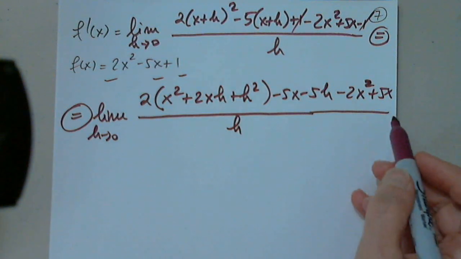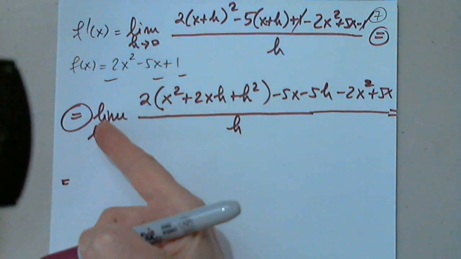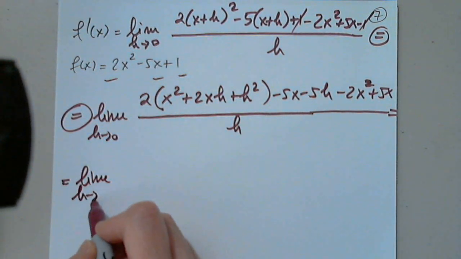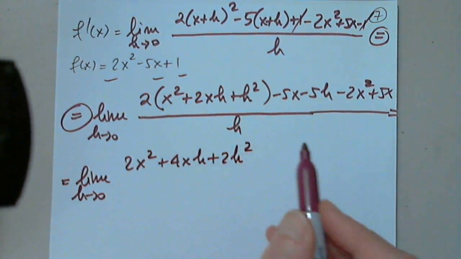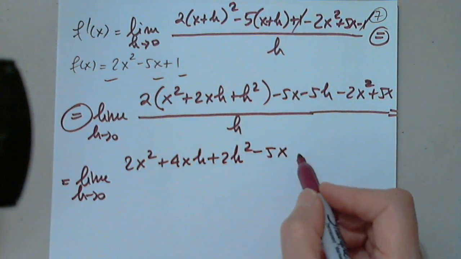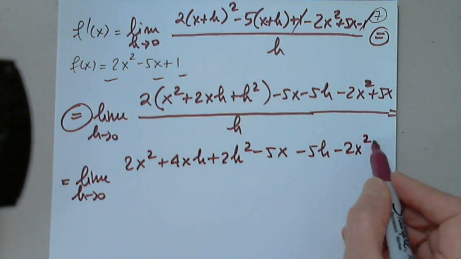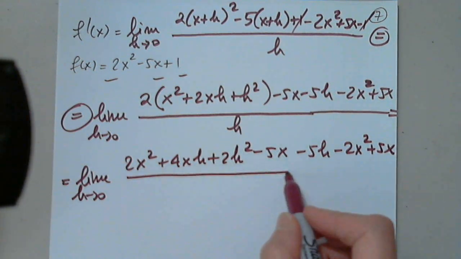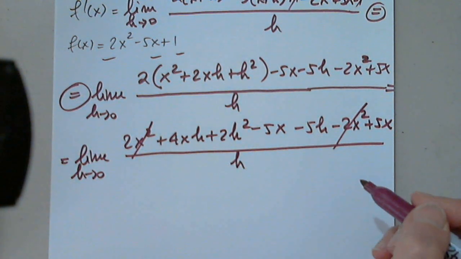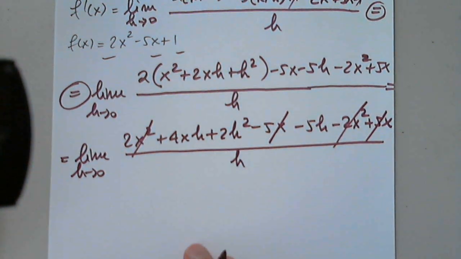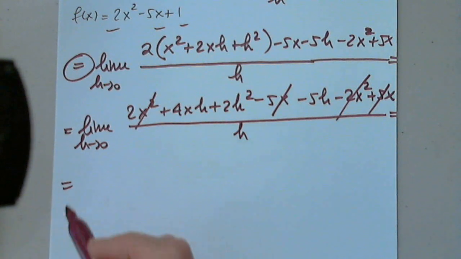Now I distribute. Do not drop the limit operator, please. So then 2x squared plus 4xh plus 2h squared minus 5x minus 5h minus 2x squared and plus 5x divided by h. Yes, these two go away. Yes, these two go away. What do I have to do next? So the first condition was fulfilled. All terms without h are gone. What is my next step at this point?